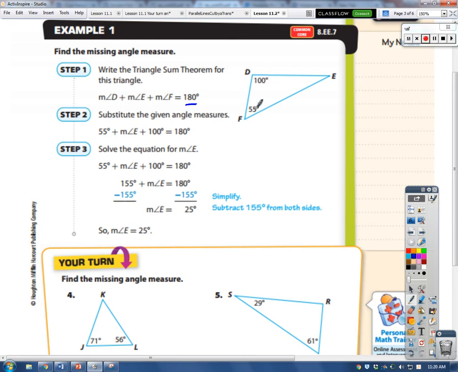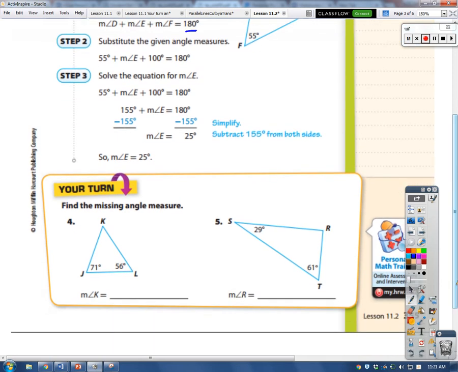It says we have 155, so 100 plus 55 equals 155, and that measure plus the missing one would equal 180, right? So what they did is they did inverse operations. They subtracted 155 from 180, and they got the measure of angle E, which is 25 degrees. So that missing angle is 25 degrees. And you can always double check that by just adding these all up, and they should equal 180. Okay, so let's do these your turn here and find our missing angle.